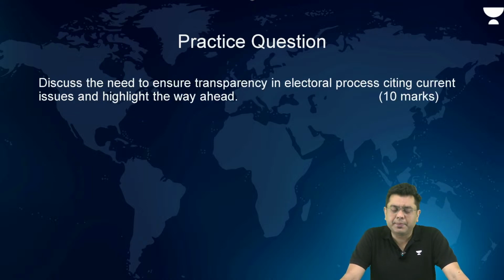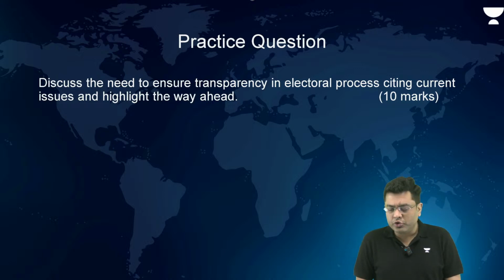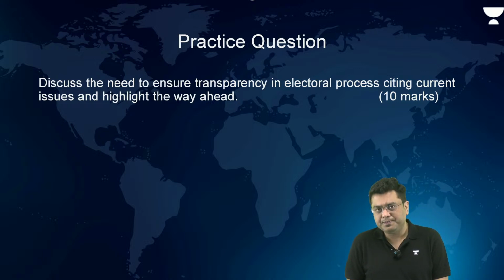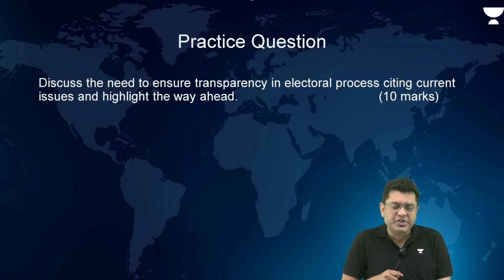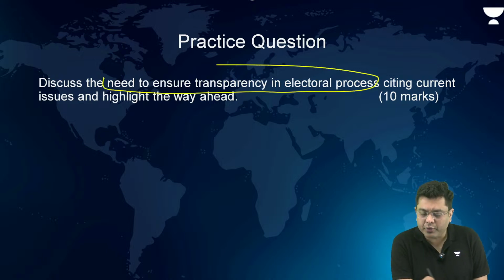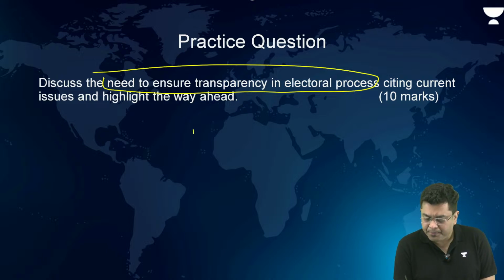Now, let us take a look at the practice question. Discuss the need to ensure transparency in the electoral process, citing current issues, and highlight the ways ahead. Now, this is a slightly generic question that has been framed. Need to ensure transparency in the electoral process. So, how do you introduce this answer?